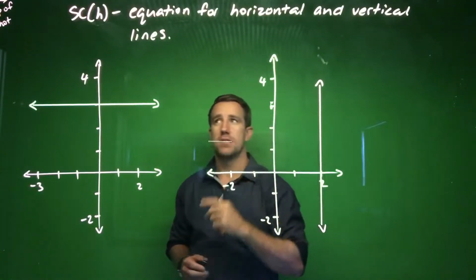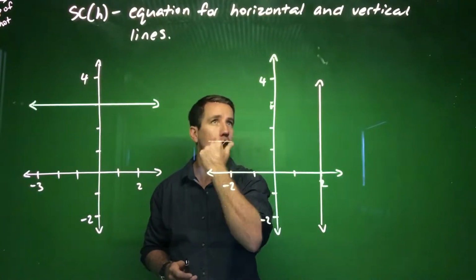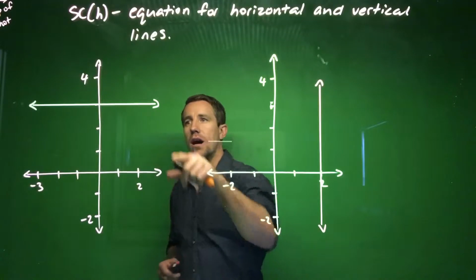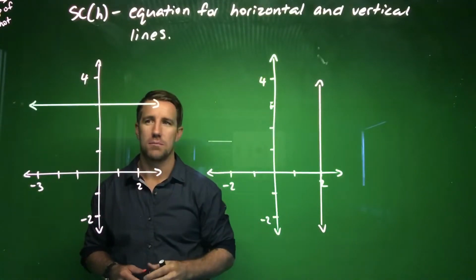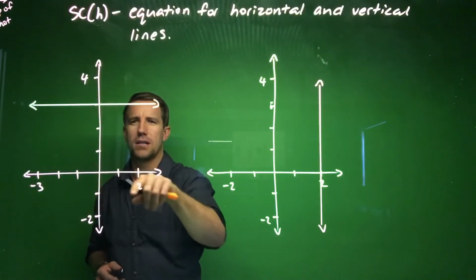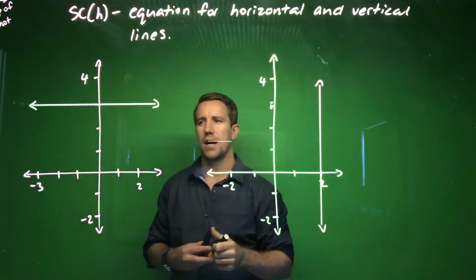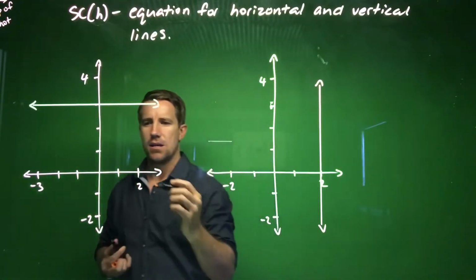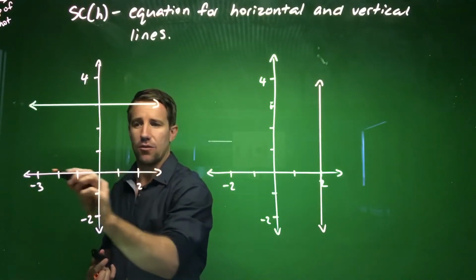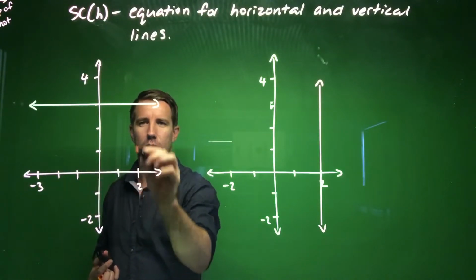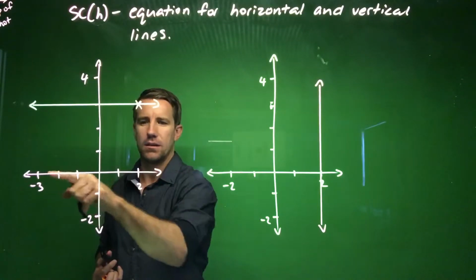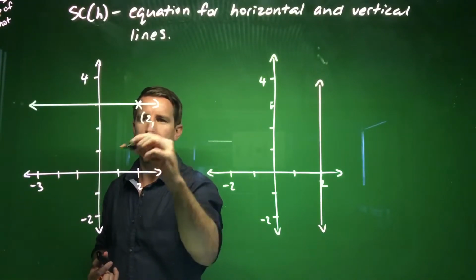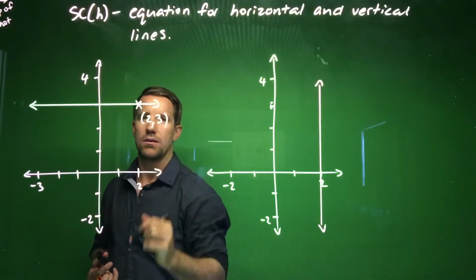Okay, having a look here at success criteria H, which is the equation for horizontal and vertical lines. Over here on the left-hand side, we've got our horizontal line. We'll get to the vertical line in just a minute. This one over here, what we need to ask ourselves is that when we have an x value of whatever you choose it to be, what is that y value all the time? So if we were to come and plot a point here, x value 2, our y value is always 3.